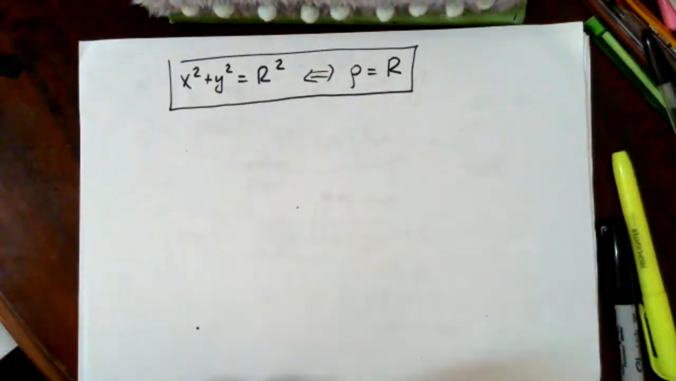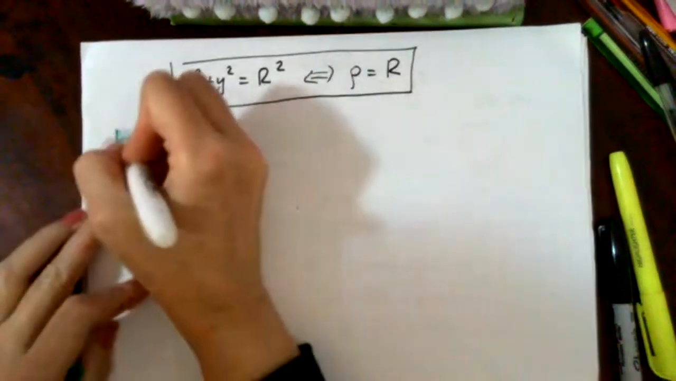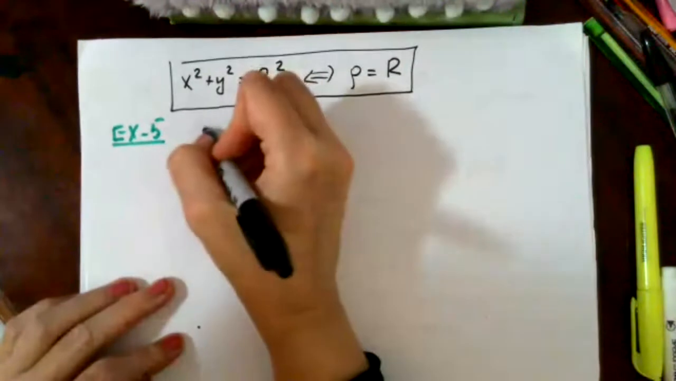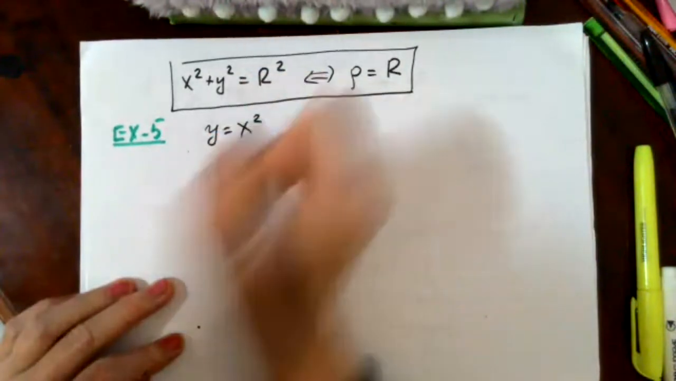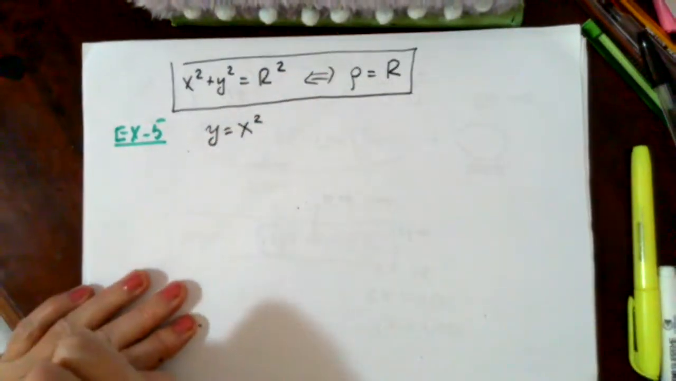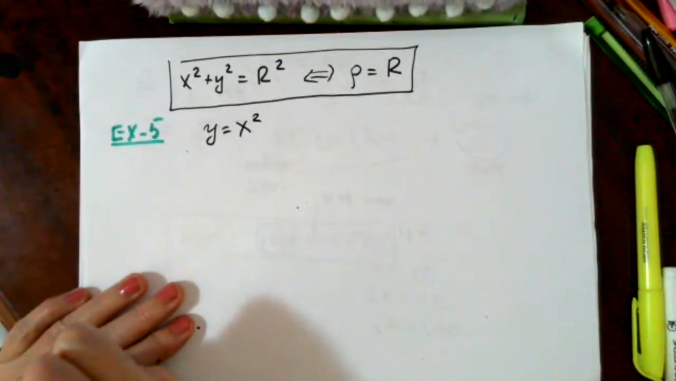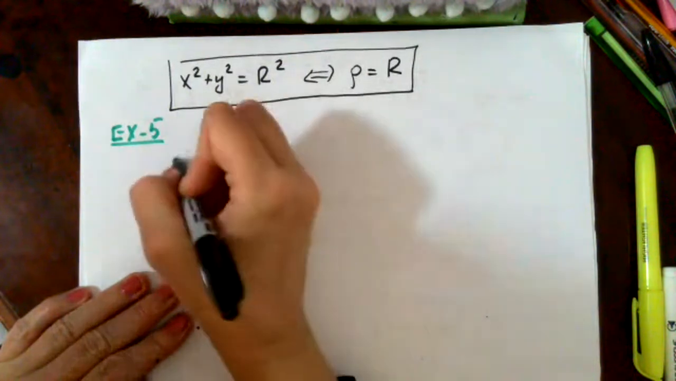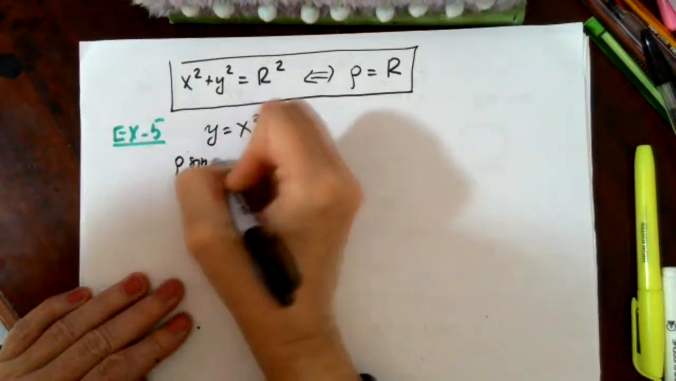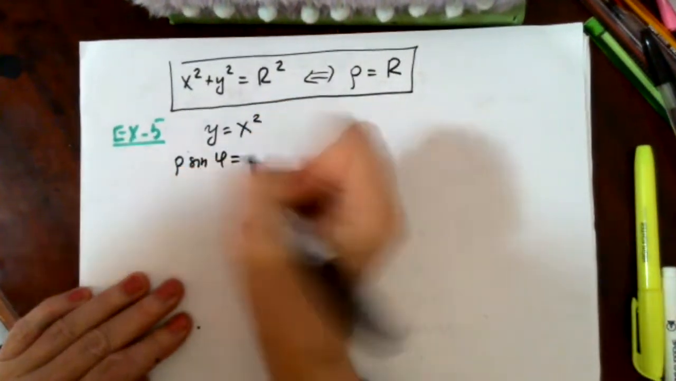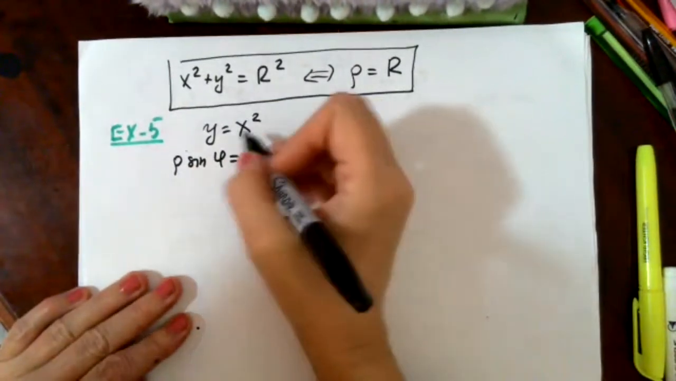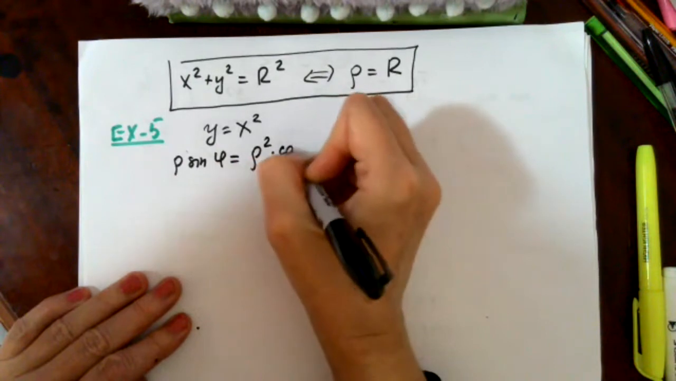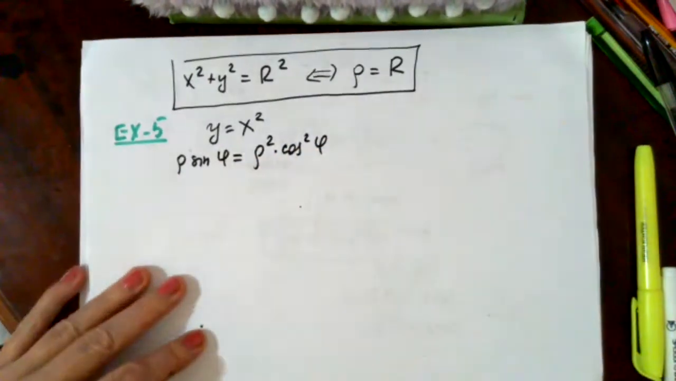But let's do one more exercise. Exercise 5. Let's try and convert, for example, a parabola into the polar coordinate system. y is equal to x squared. What happens to the parabola? Is it going to get simplified or not? We are curious about this thing. Okay, let's substitute the transition formula rho times sine of phi instead of y, and instead of x we substitute rho times cosine of phi. We will have rho squared cosine squared of phi.